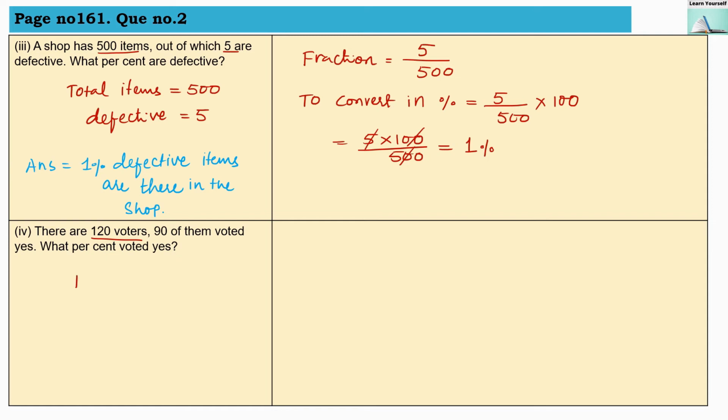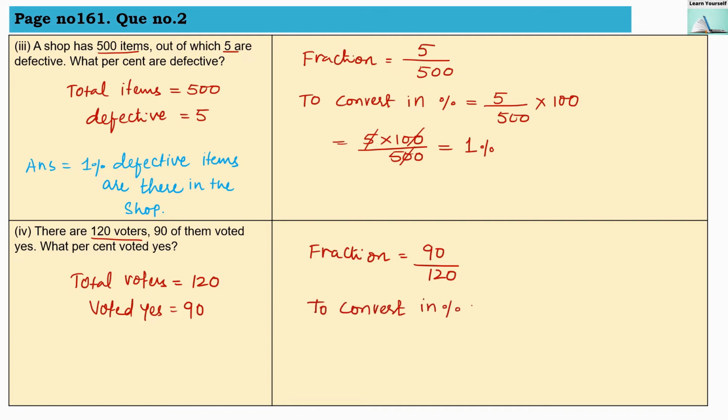So total voters are 120 and the people who voted yes are 90 out of 120. So our fraction will be 90 divided by 120. Now to convert this into a percentage, we have to multiply this fraction by 100.